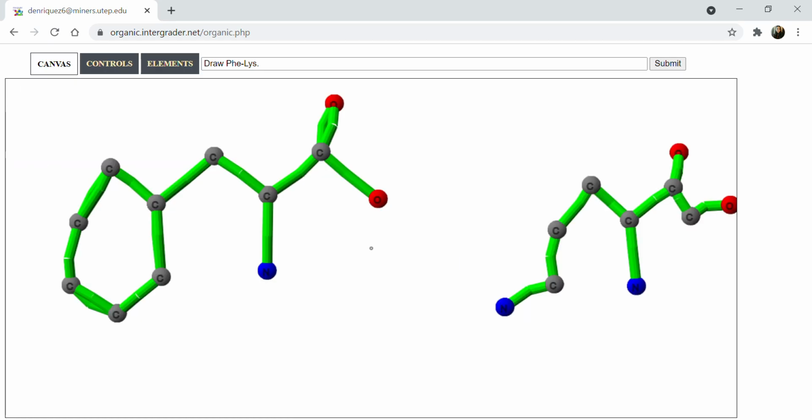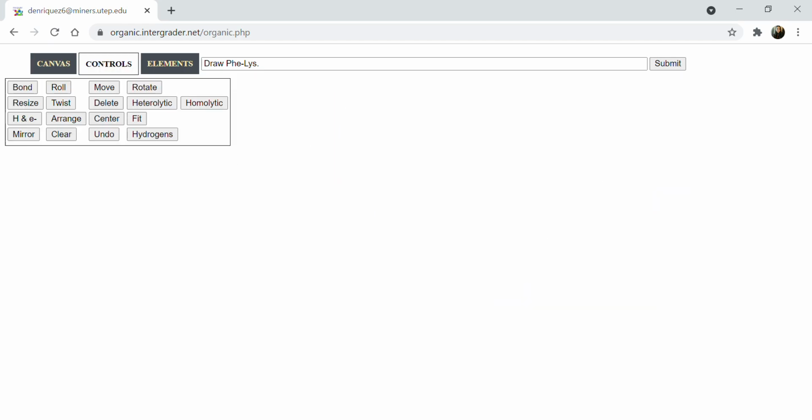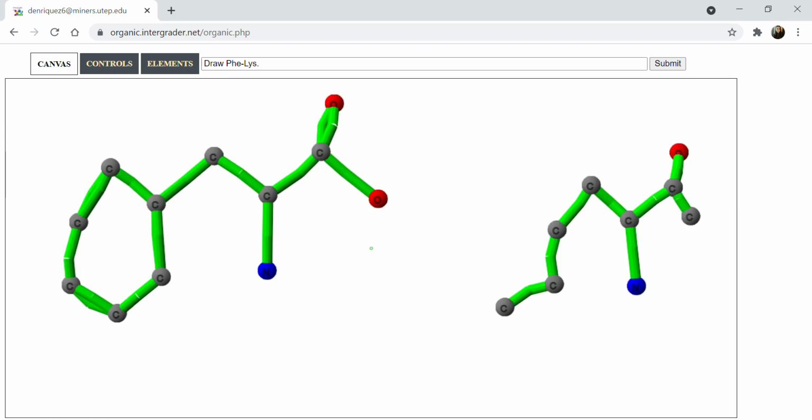So I have 1, 2, 3, 4, 5, 6. Double check. 1, 2. Oh, I see. We're okay. I added too many up here. So this should be an oxygen. This should be a nitrogen. So now, yeah, I'm going back and checking.